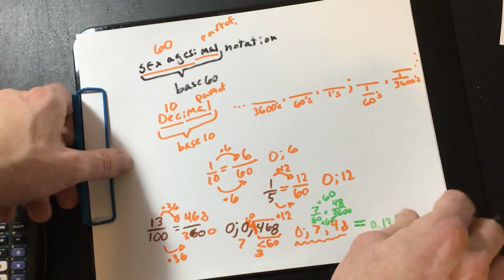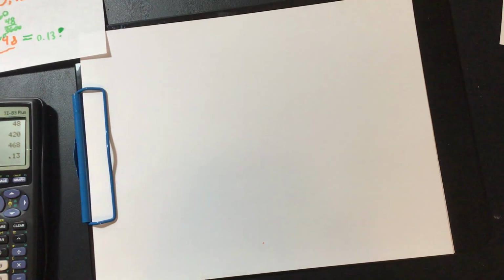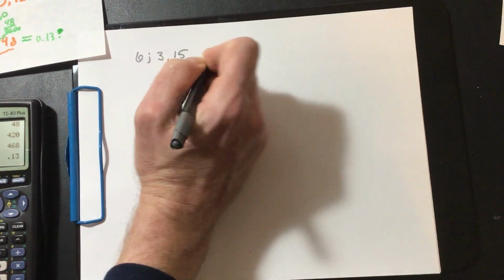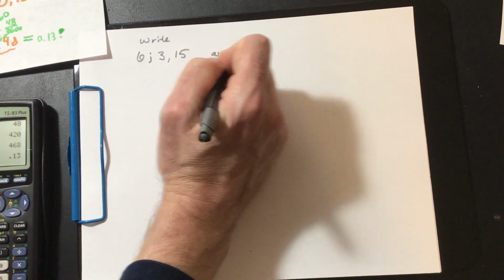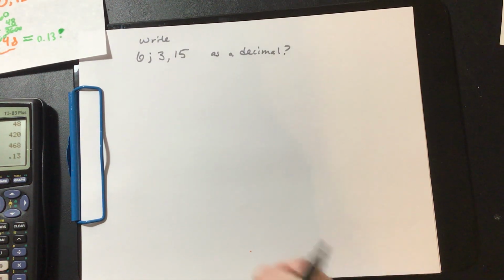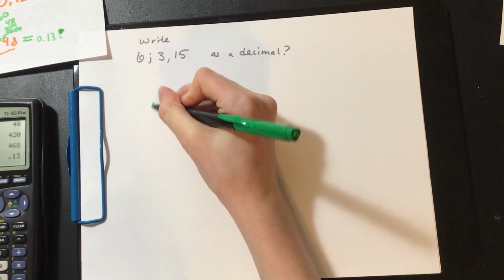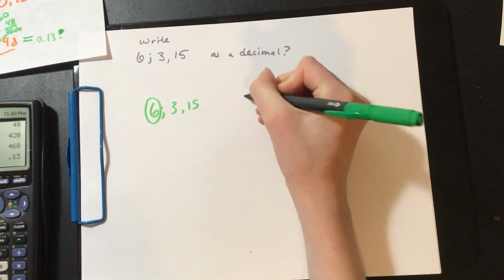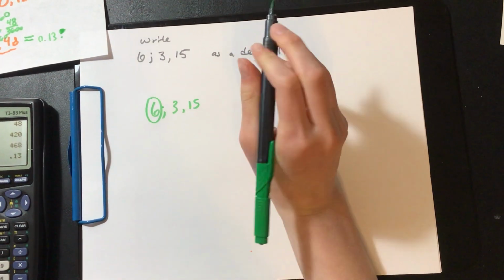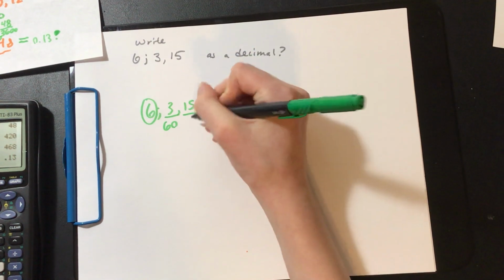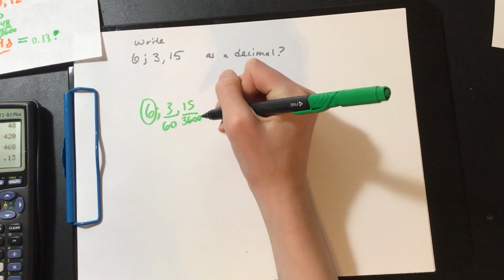Okay, cool. So now let's try doing that. Here's a sexagesimal number, 6 semicolon 3 comma 15. Can you write that as a decimal? So this is obviously going to stay the same. That's the whole number, because the whole numbers don't really change if they're under 60. This, as we know, is over 60, and this, as we know, is over 3,600. Which is a lot.